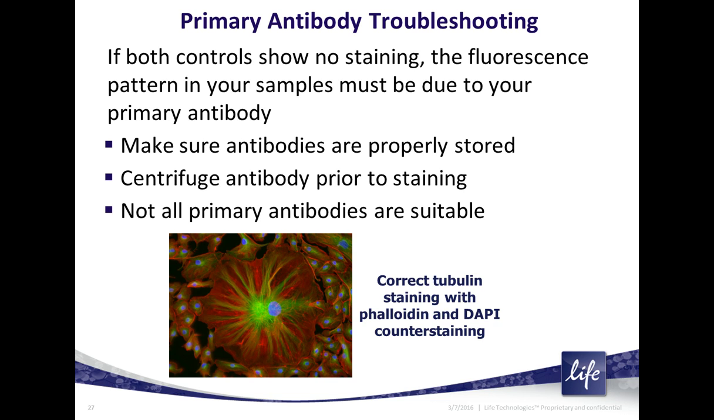Now, primary antibodies, looking at the background that you get. If you've done a no primary sample and an autofluorescence control and seen no background, then most likely your background was due to your primary antibody. So you want to make sure it hasn't gone bad over time, that it's been stored properly. If you see a punctate background, it may be due to aggregates, so you need to centrifuge.